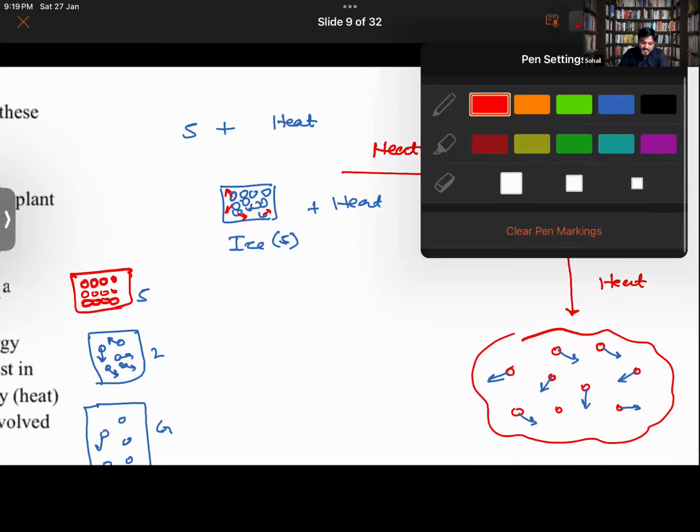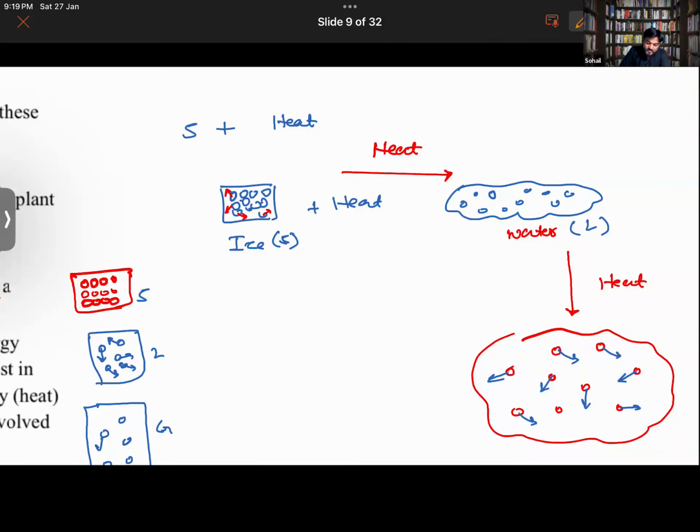Now see what happens once you reverse this process. Once you are reversing this process, this is having an extra amount of kinetic energy. Let me write this.